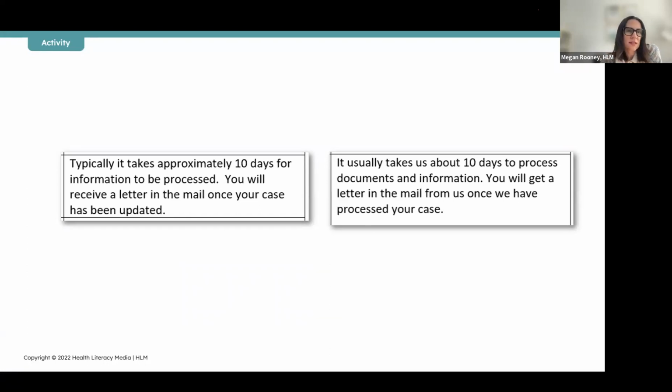So the deal here, I believe, is passive and active voice. "Information to be processed" is passive voice. Adding the first person, us, makes this more active, makes it more personable. It sounds like someone's talking to you. It's not sounding like a computer just blurting out information to be processed. We would say it takes us about 10 days to process. So we removed the passive voice there.